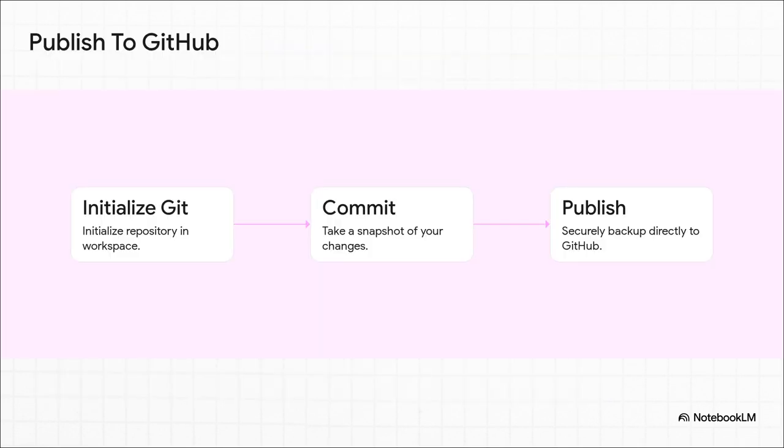Securing your project takes 3 final steps. Step 1, initialize a Git repository in your workspace to get that time machine running. Step 2, commit your changes, which takes a permanent snapshot of your working code. And step 3, publish directly to GitHub. Boom! It's securely backed up in the cloud and ready to share with the world.